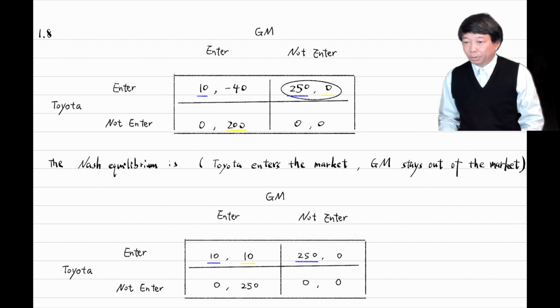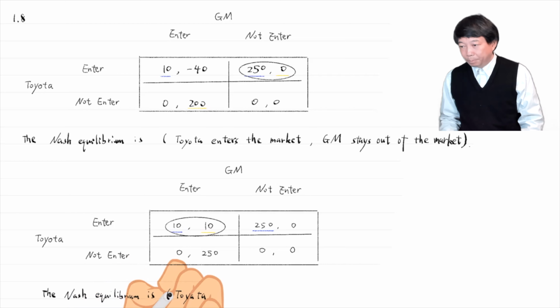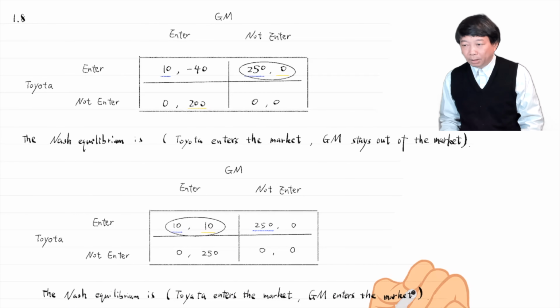We then circle the cell with both payoffs underlined. That is the outcome of the Nash equilibrium of the game. The Nash equilibrium is that Toyota enters the market and GM also enters the market. The outcome is that each player earns a profit of 10. We see that the government's action can change the payoffs and therefore the Nash equilibrium of the game.